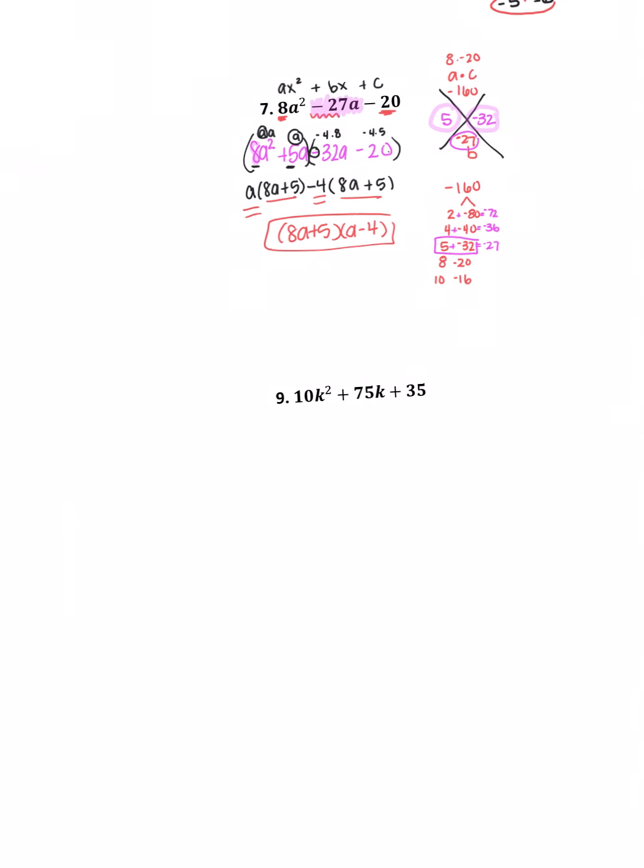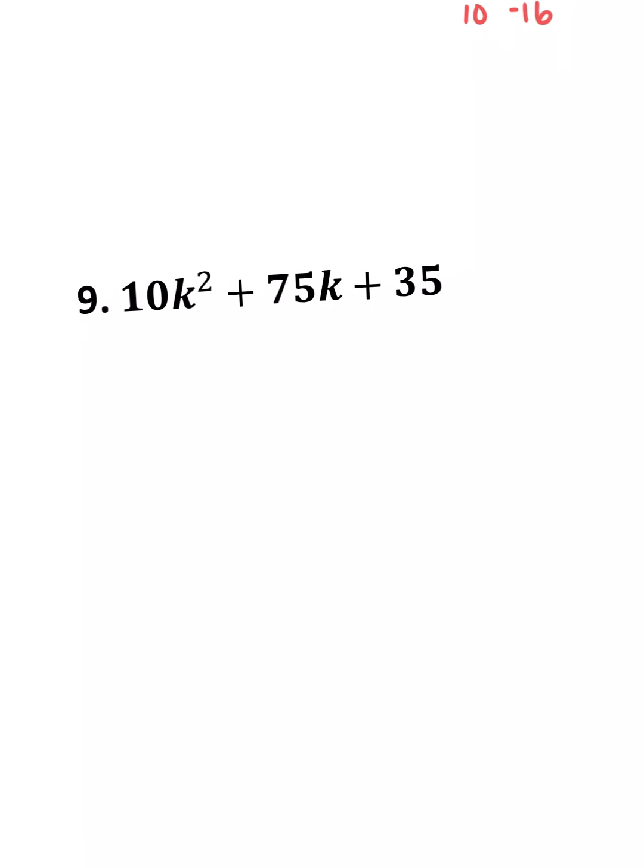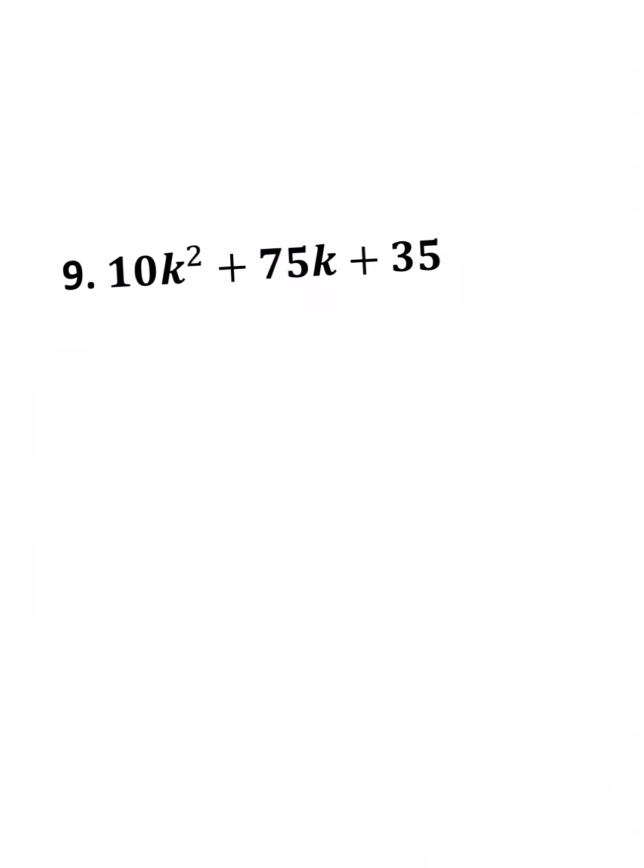All right, let's try number 9 together. So I have 10k squared plus 75k plus 35, so it is in standard form. These numbers are pretty big, and I know we've had a couple that are big, but you may also notice I have a 10, a 75, and a 35. You may see right away that 5 may go into all of them. I might be able to factor out a greatest common factor of 5, so let's check.